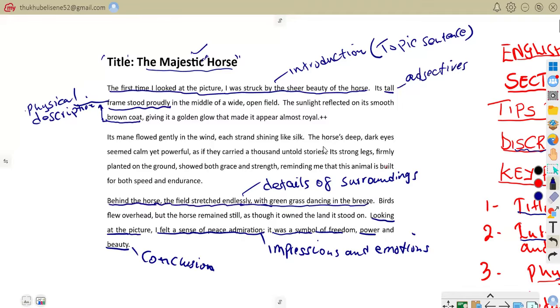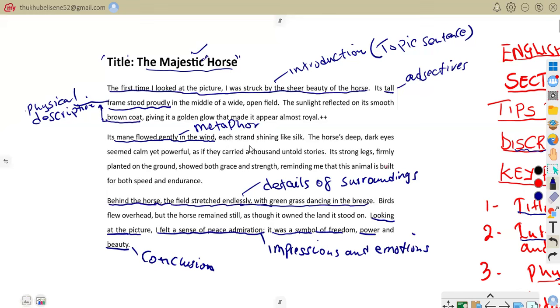You should have adjectives. You should have figures of speech, like we have talked about, metaphor and simile. This is whereby we're saying its mane flows gently in the wind. So this is a metaphor, a figure of speech.